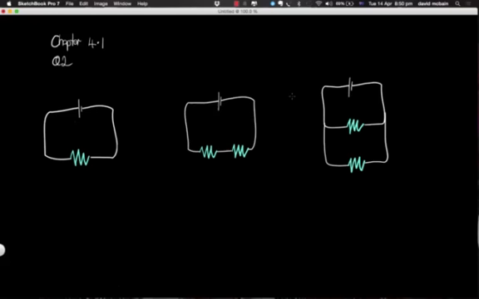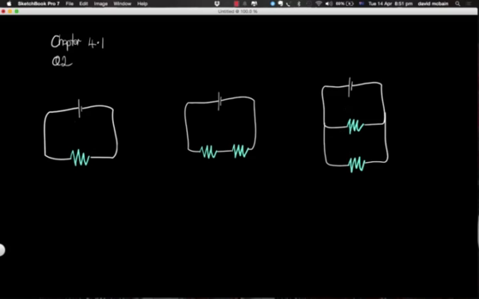Okay, now we're going to look at chapter 4.1, question 2. In this question, we've got 3 different circuits, but there are a couple of things that are the same. The battery in each of these circuits is identical, and even though each circuit has a different resistor arrangement, the resistors are in fact identical.